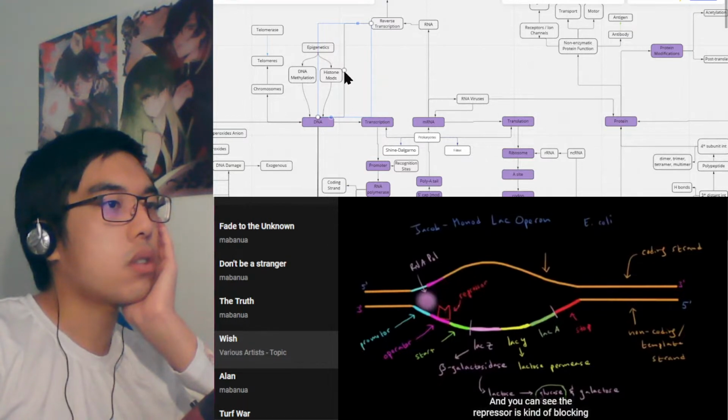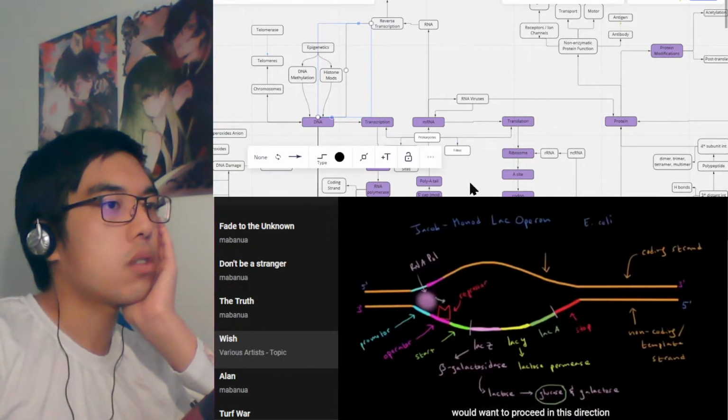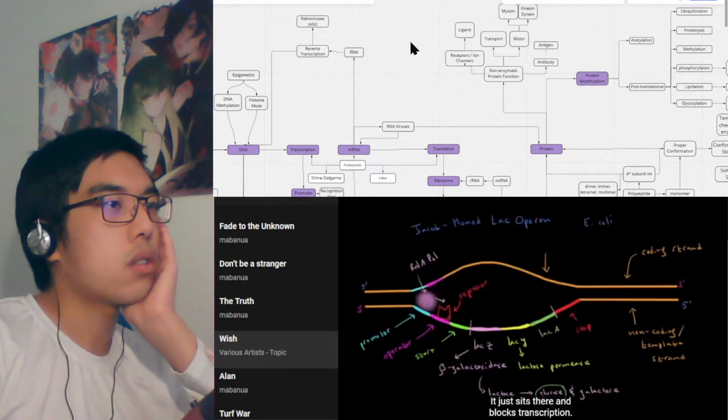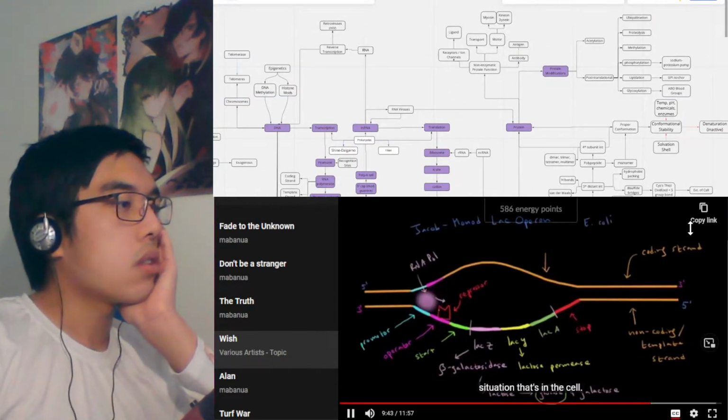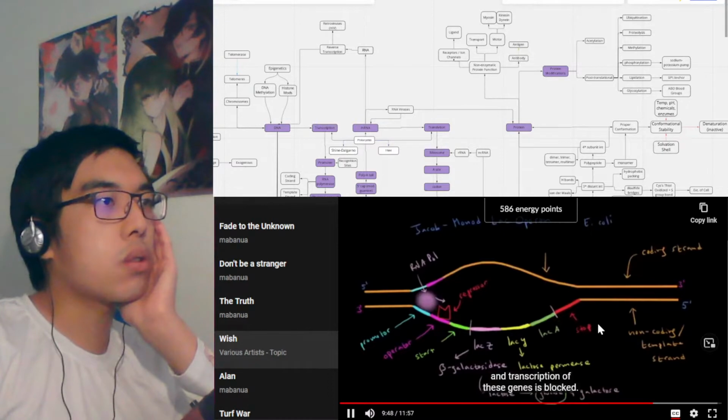And you can see the repressor is kind of blocking the RNA polymerase. So normally the RNA polymerase would want to proceed in this direction and transcribe this entire area of the DNA, but the repressor doesn't allow it to do that. It just sits there and blocks transcription. And so again, this is the default situation that's in the cell. It uses glucose as an energy source, and transcription of these genes is blocked.